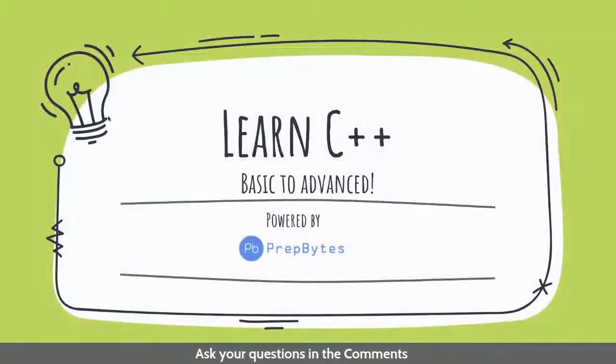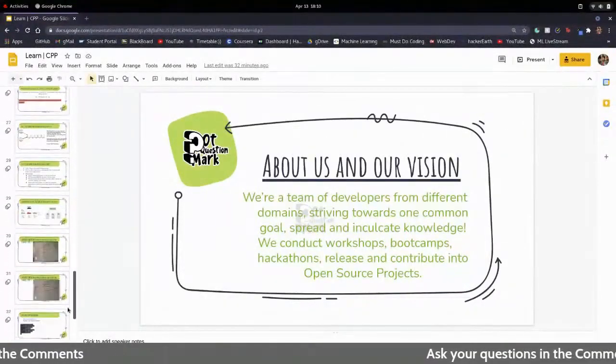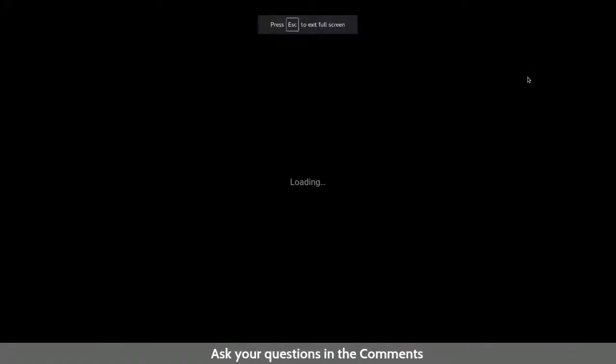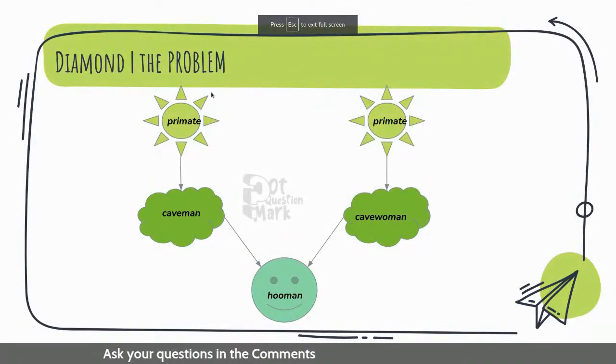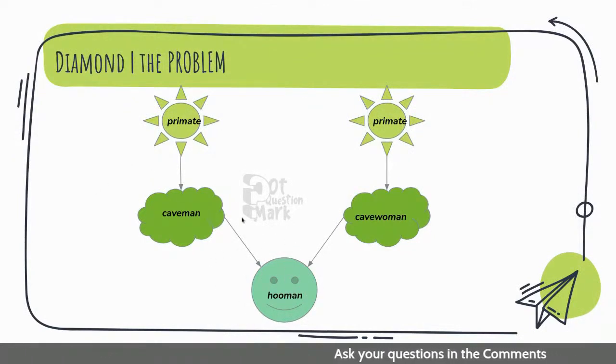And let me quickly show you a diagram of what's happening right now. What is this diamond problem all about? So here's a visualization. Basically, this is happening in the backend. This is our class human, a small happy face. It depends on two classes, caveman and cavewoman.